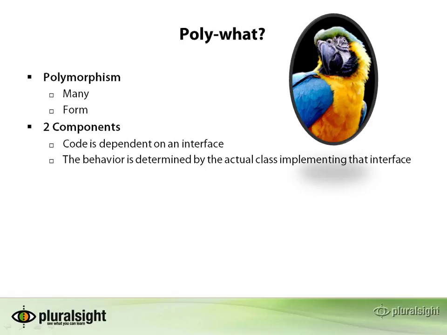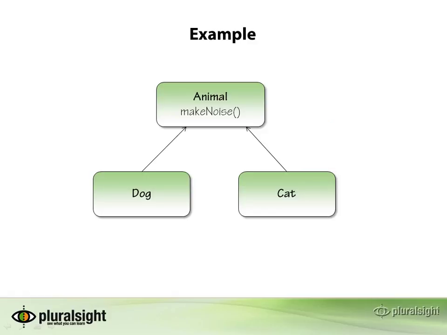It says, hey, I'm the user of the code that's using some interface, and I don't know what you're going to give me. What actually implements that interface, or what I actually get, is what's going to determine the behavior. So let's look at an example of this.